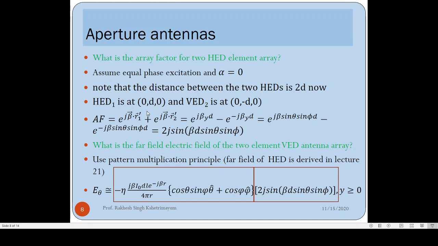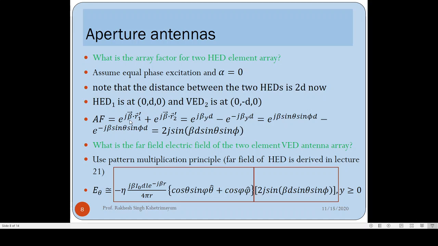So I know the location of the first horizontal electric dipole, it is at 0, d0, and the horizontal electric dipole 2 is at 0, minus d0. So I can easily find out what the array factor is. Array factor will be exponential j beta dot r1 dash plus exponential j beta dot r2 dash. R1 dash is this, R2 dash is this.